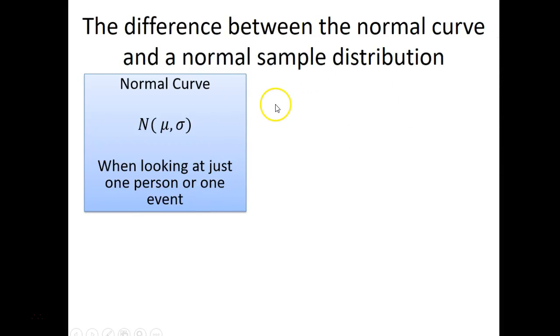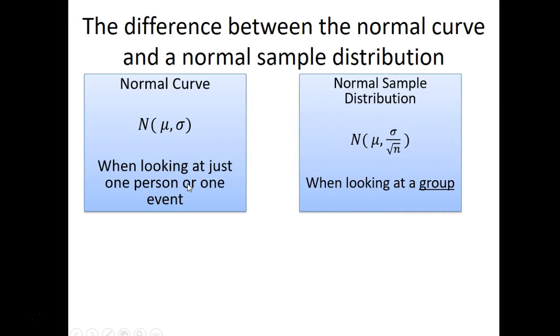The thing that can get confusing is the difference between a normal curve and the normal sample distribution. So I just want to clarify that again. The normal curve is when you're just looking at one person or one event, and we describe it with this distribution. The normal sample distribution, if we're just talking about means, is described like this, and it's when we're looking at a group. The key difference is how you're counting out along the normal curve. That standard deviation, that unit of count, is going to be smaller when you're looking at a sample distribution because you're dividing by the square root of n.